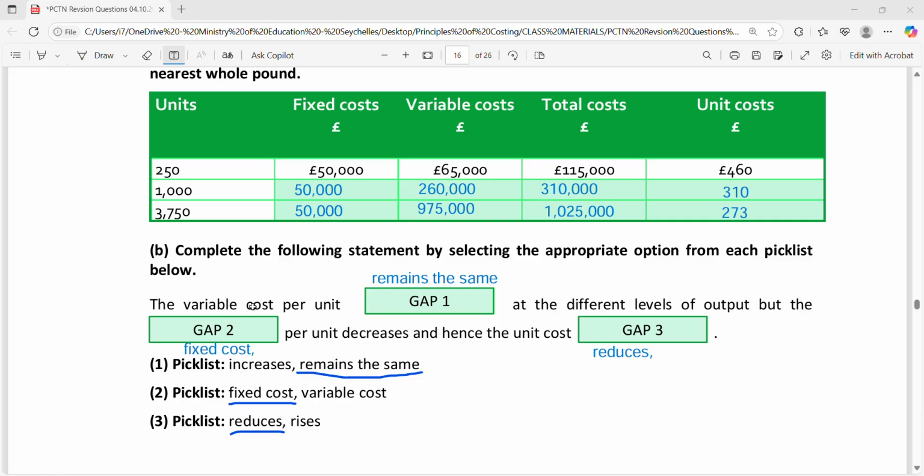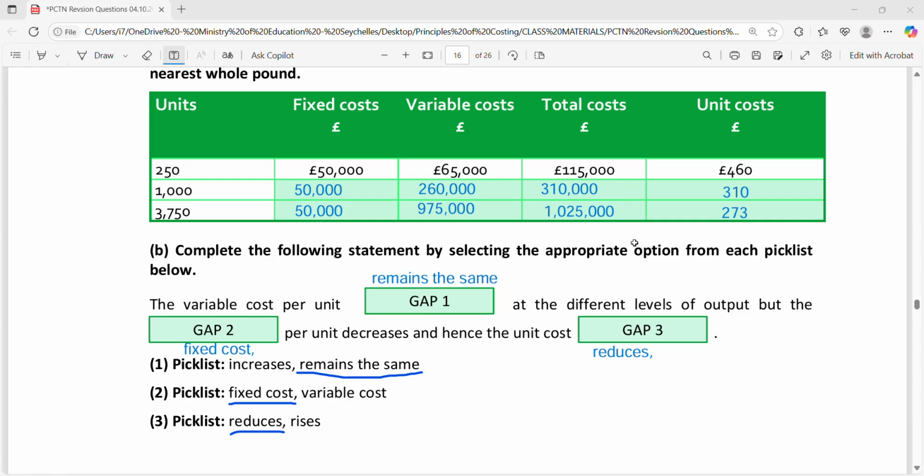You realize I have told you here concerning a variable cost per unit. Then you can have the fixed cost per unit. Then you have the unit cost. Of course, from this question here, we already established that the variable cost per unit is 260. That one remains the same. So this is 260 across all these three levels here.